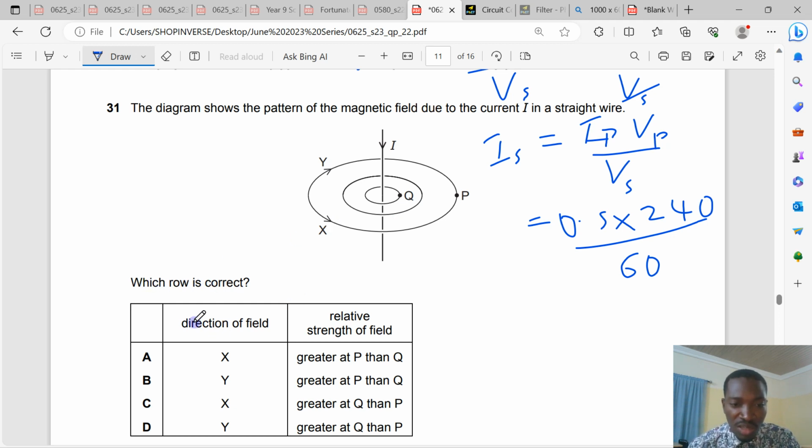Which row is correct? Direction of field X, no. Direction of field is Y. Then greater at the center, greater at P, no. P is not the center, Q is the center. So we have Y, greater at Q, which is the center, and it will be weaker at P, which is at the edge. So that makes that the correct answer to question number 31.